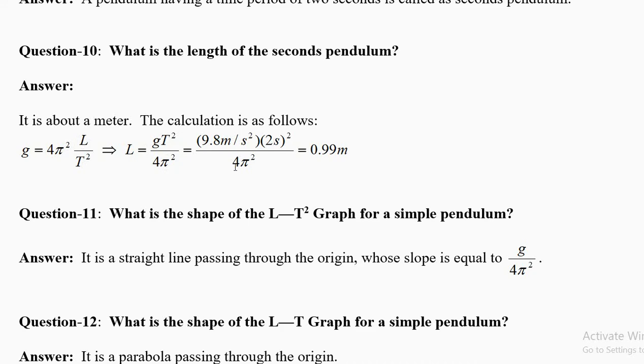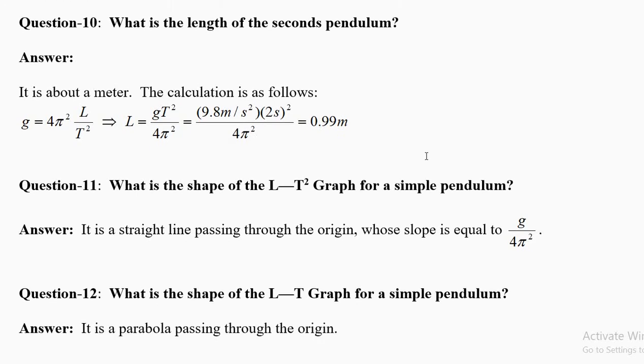So 2 square will cancel with the 4. 9.8 divided by pi square. Pi square is how much? 9.86. You have to remember this number. 9.8 divided by 9.86 is less than 1, 0.99 meters. Or if you change it to centimeters, 99 centimeters.